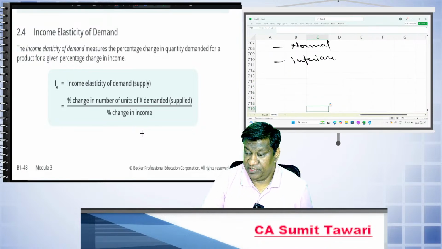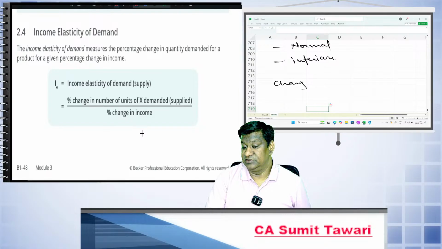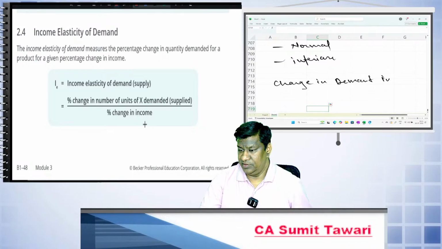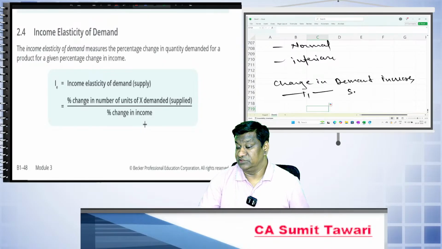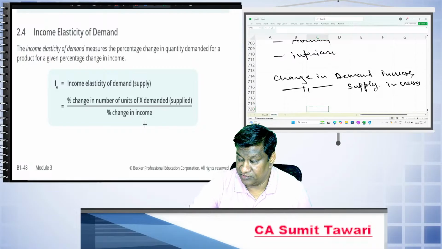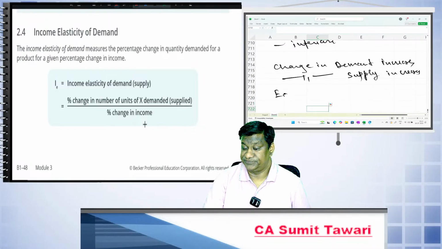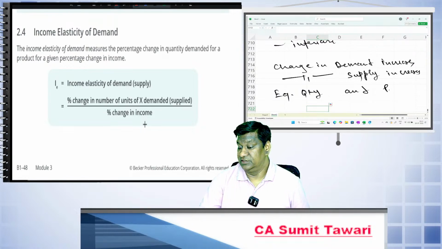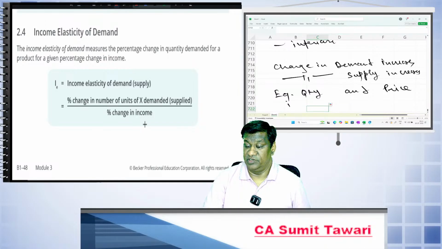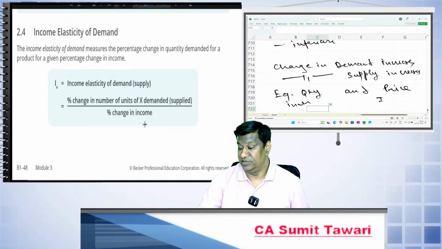If change in demand increases and change in supply also increases, what is the effect on equilibrium quantity and price? Quantity increases. Yeah, equilibrium price is indeterminate.